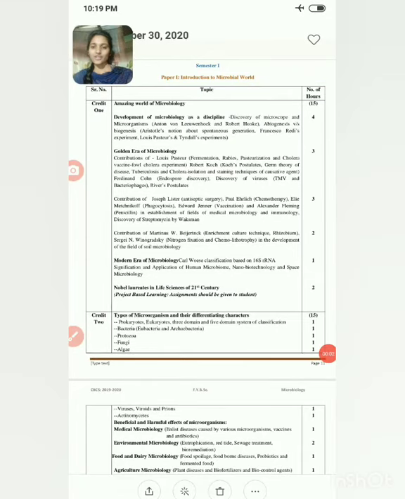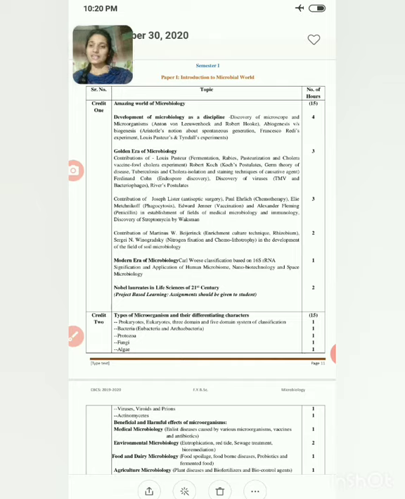Hello everyone. Today we are going to discuss the syllabus of Microbiology Part 1 for the first year students. Before moving towards the syllabus, it's very important to understand what is microbiology. If we break the words, micro means small or minute, bio means living, and logy means study. Microbiology in simple terms is nothing but the study of smallest living organisms with the help of a microscope.